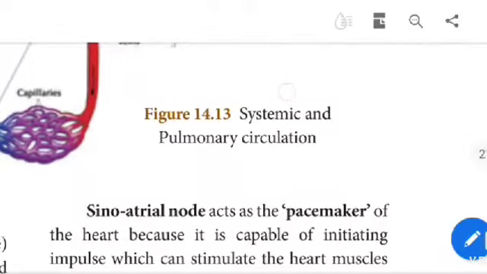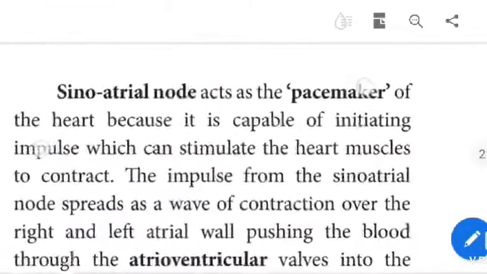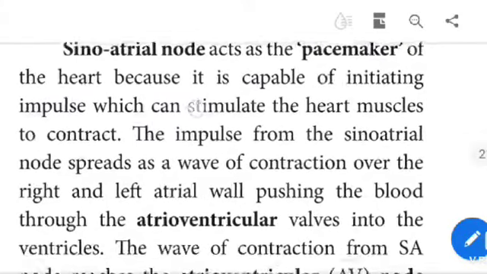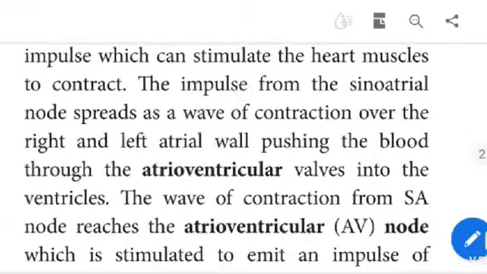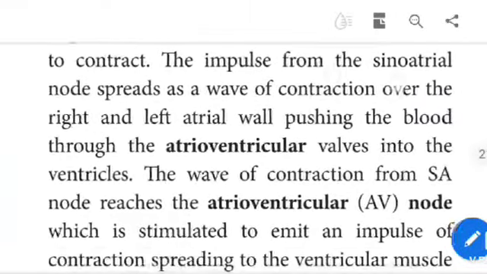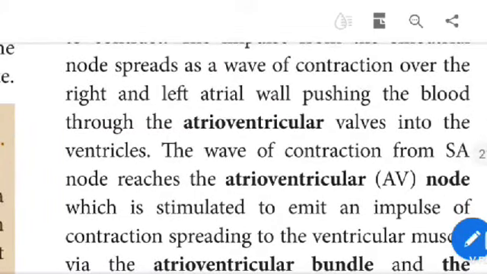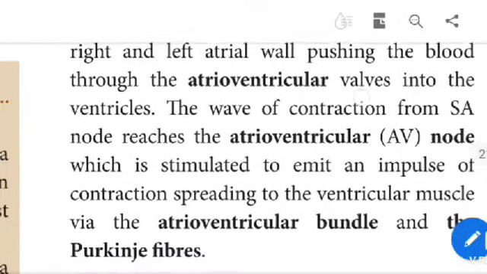The sinoatrial node acts as the pacemaker of the heart because it is capable of initiating an impulse which can stimulate the heart muscles to contract. The impulse from the sinoatrial node spreads as a wave of contraction over the right and left atria, pushing the blood through the atrioventricular valves into the ventricles.